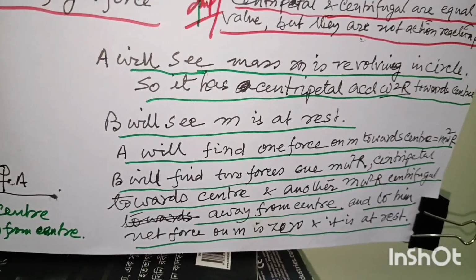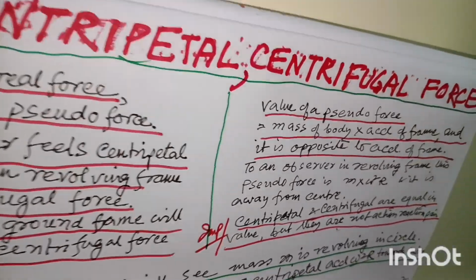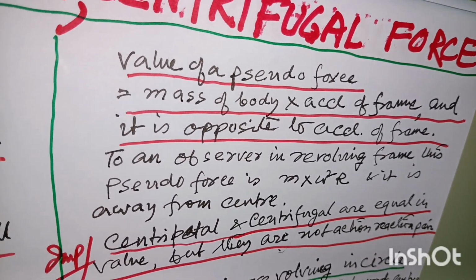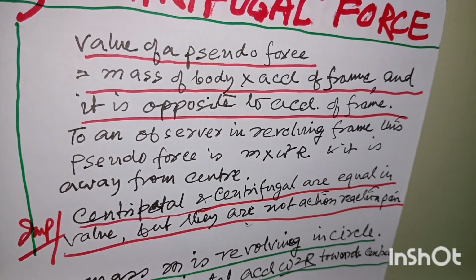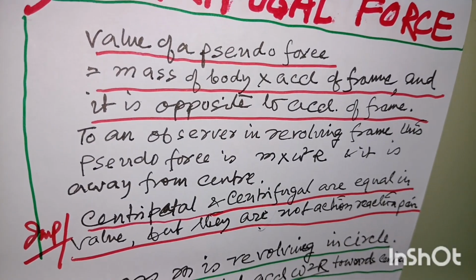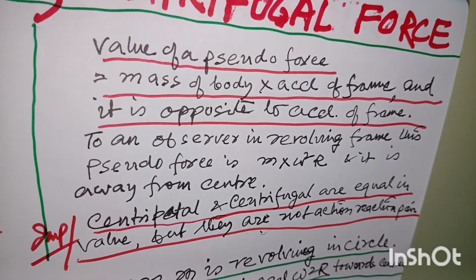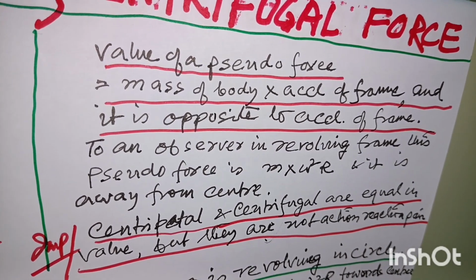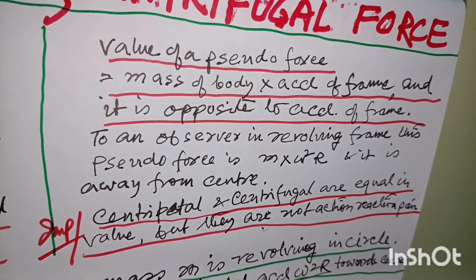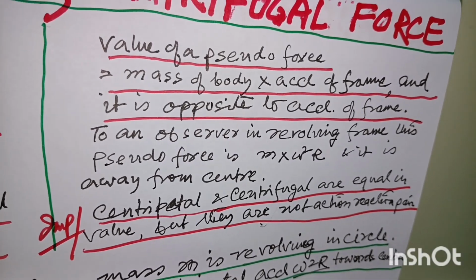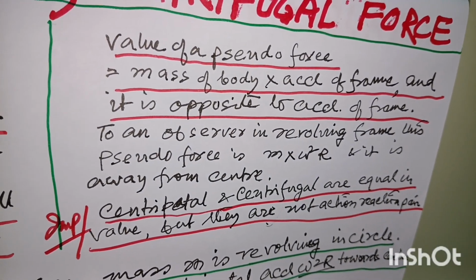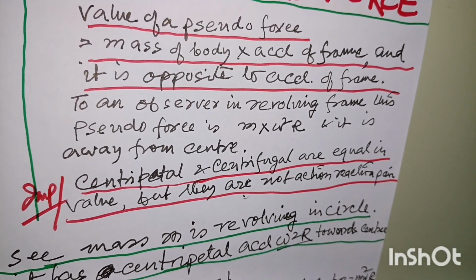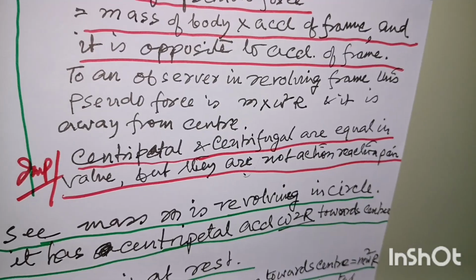That is the concept of pseudo force also. The value of a pseudo force is the mass of the body times the acceleration of the frame, and it is opposite to the acceleration of the frame. The acceleration of the frame is towards the center, so the pseudo force is away from the center, and its value is m multiplied by omega square r. To an observer in the revolving frame, the pseudo force is m omega square r, away from the center.